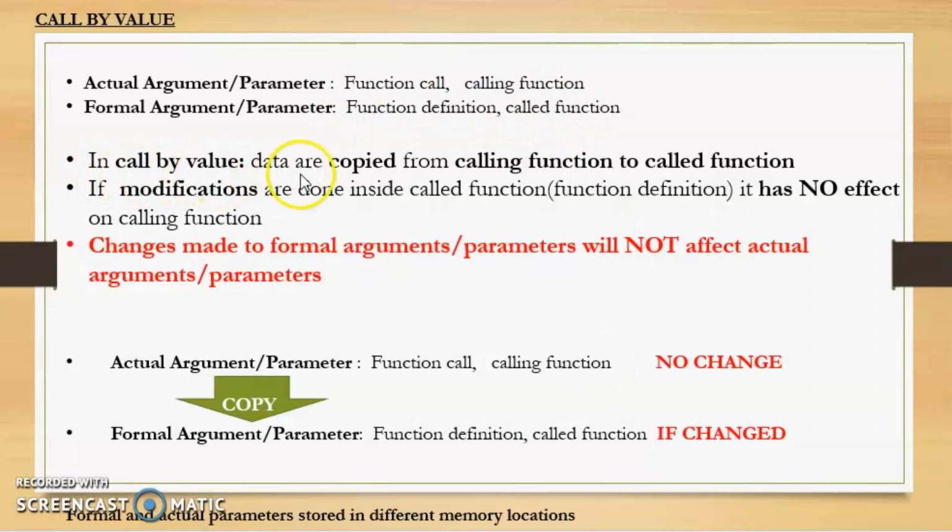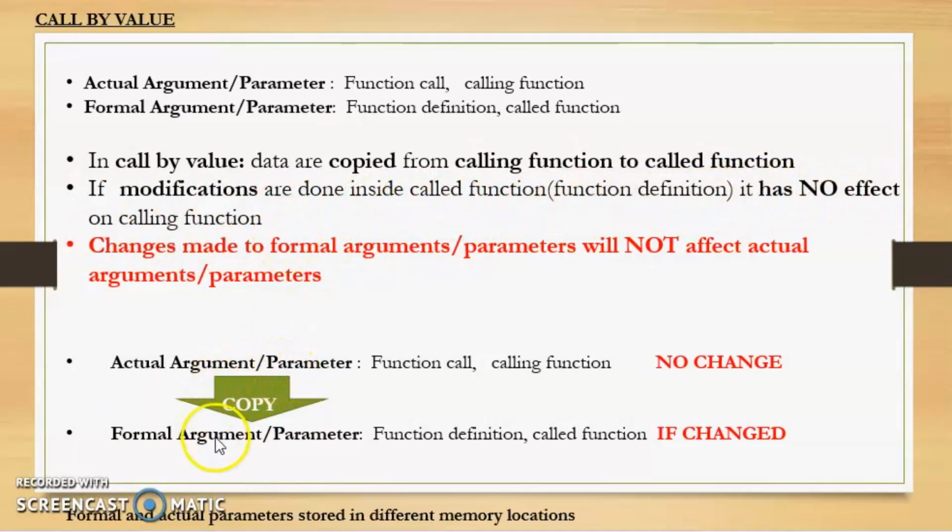So in call by value, the data will be copied from the calling function to the called function. Now we know that inside the calling function we will have a function call, and the variables inside the function call are known as actual parameters or actual arguments. So the actual parameters will be copied to the formal parameters. So the original variables will remain the same, only a copy of the variables will be passed to the formal parameters. So if modifications are done inside the called function, it has no effect on the calling function.